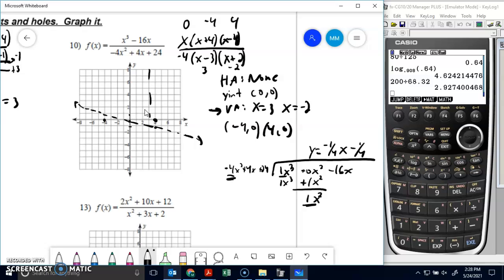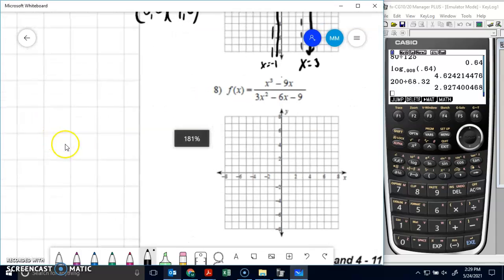Vertical asymptote at 3 and at negative 2. I have a point at 0, 0, which is just above that oblique asymptote. And so what I would see is something like this, or it comes down like this, comes down like this, which means it's coming down, passing through and going down this way when you get the additional points.